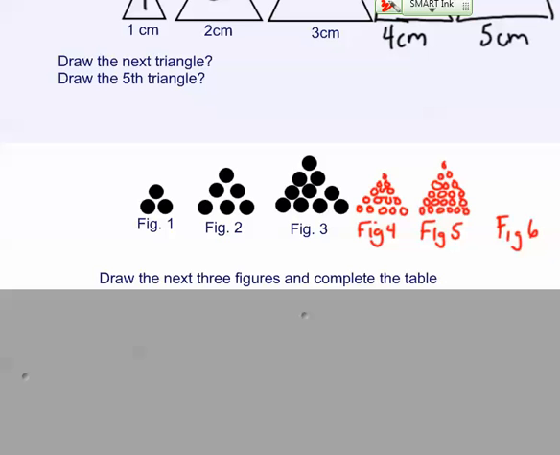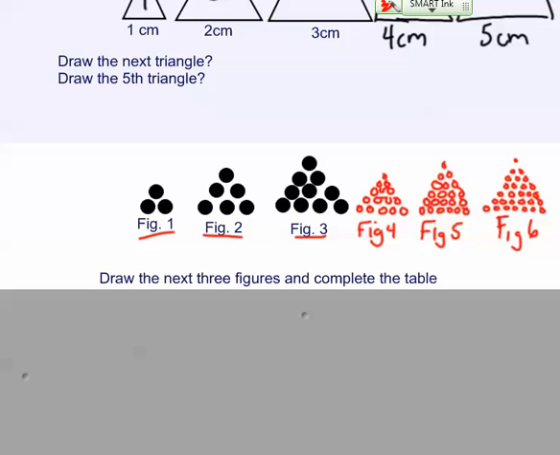So figure 6 would have how many circles or dots on the bottom row? It would have 7. It's 1 more than the actual figure number. Figure 1 has 2 dots, figure 2 has 3, figure 3 has 4, figure 4 has 5, figure 5 has 6, so figure 6 would have 7. 1, 2, 3, 4, 5, 6, 7, then 6, then 5, then 4, then 3, then 2, then 1. So that's the next 3 figures.